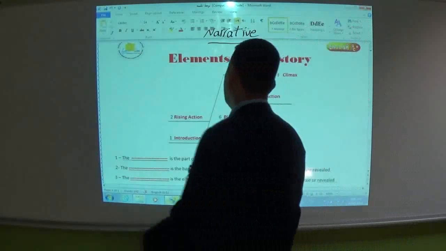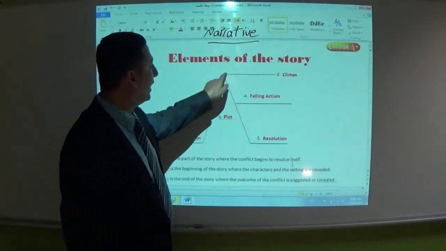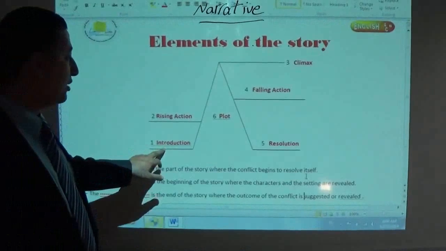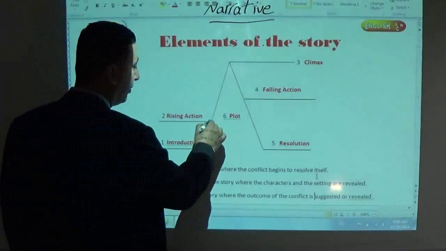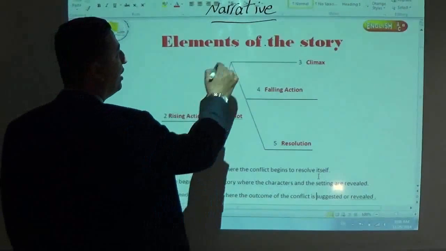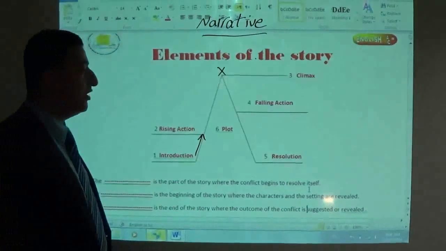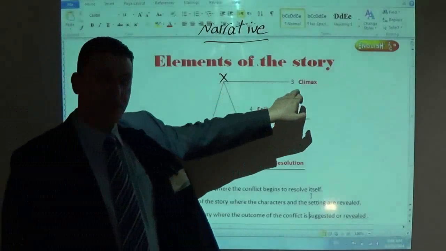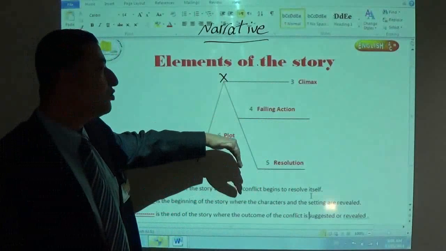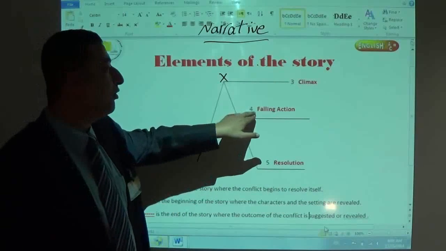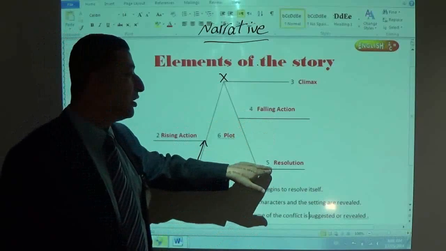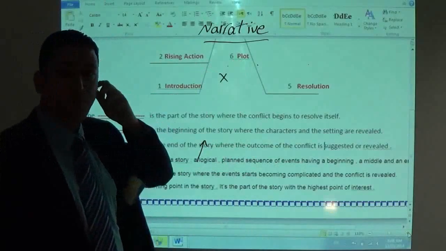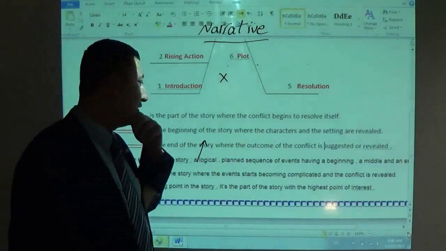As you can see, we have here this diagram. First of all, we have the introduction, then the events, the rising action, and then we come to the top of this pyramid, which is called the climax. Then we come down to the falling action, the resolution, and the whole thing is called the plot. Plot means the structure of the story.